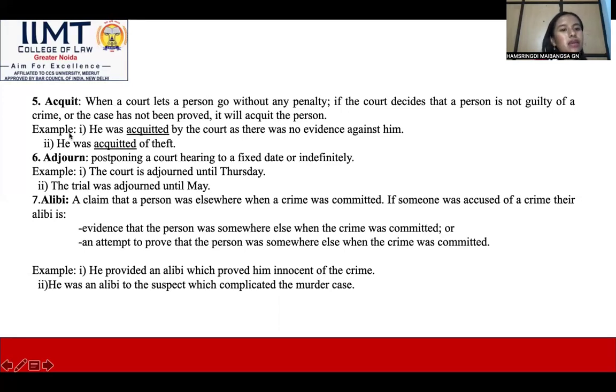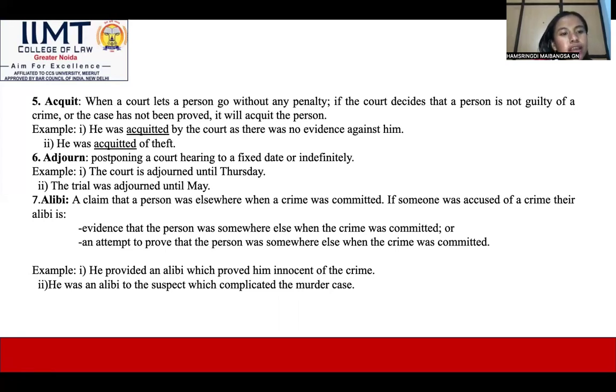Here, it can be used in a sentence such as he was acquitted by the court as there was no evidence against him, or he was acquitted of theft. Here, in both these sentences, the word acquit has been used in its past form.